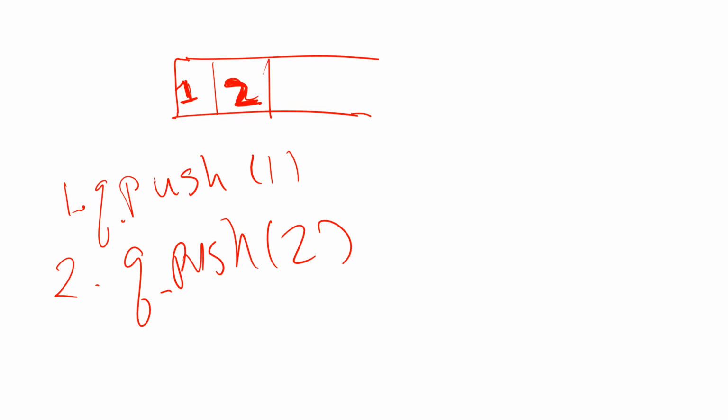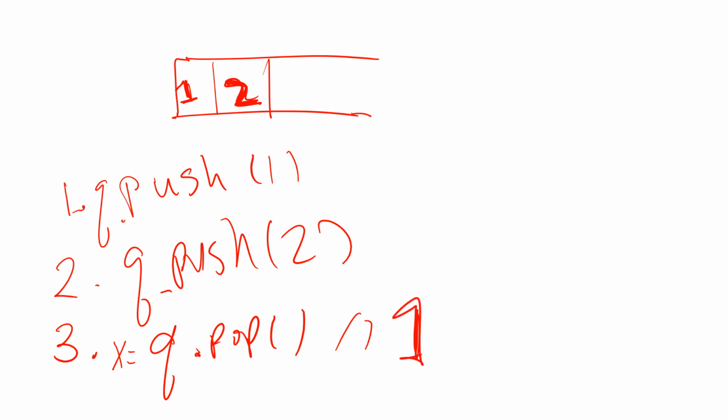Okay. Now I'm going to dequeue, call some dequeue, or pop. Again, it's going to return something. I don't need an argument. And it's going to return, what's it going to return? It's going to return 1. So the state of this is then going to look like this, right? It's going to look like that.